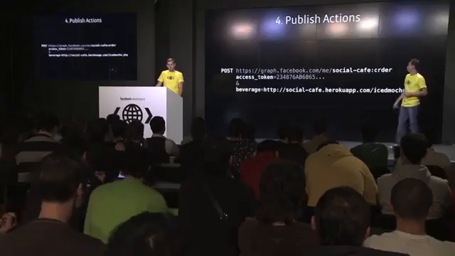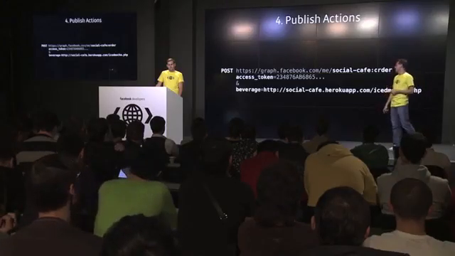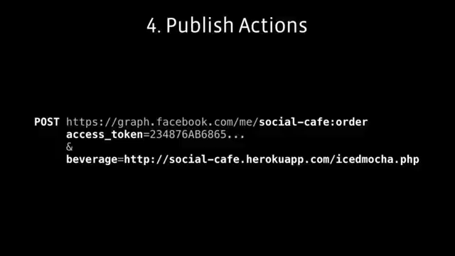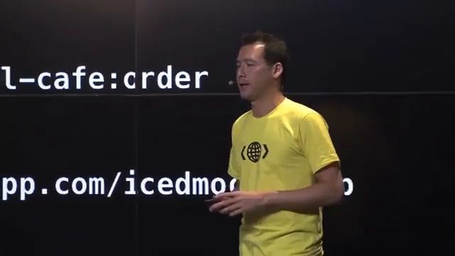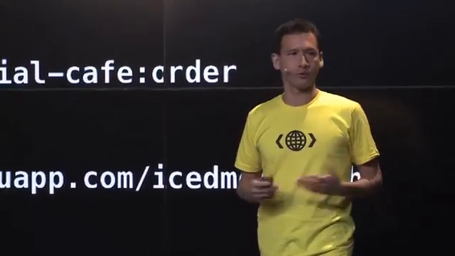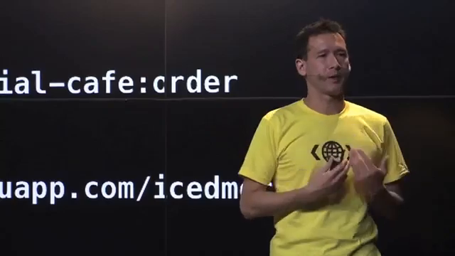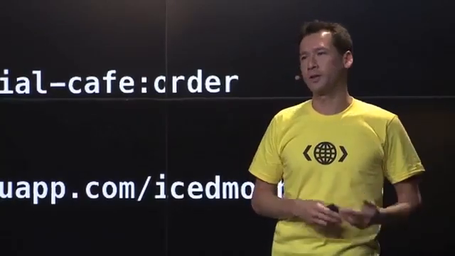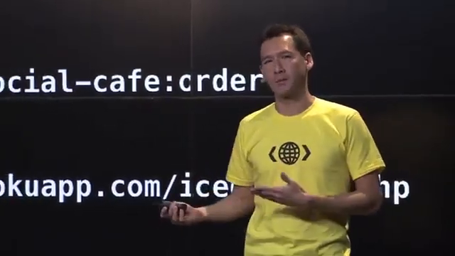And finally, you can publish an action. This is a REST API call. It's super simple. No complex code, no plugin, nothing special, just a REST API. And if the call is successful, you're done. Facebook will produce a story on your friends' ticker and newsfeed and on the user's timeline.